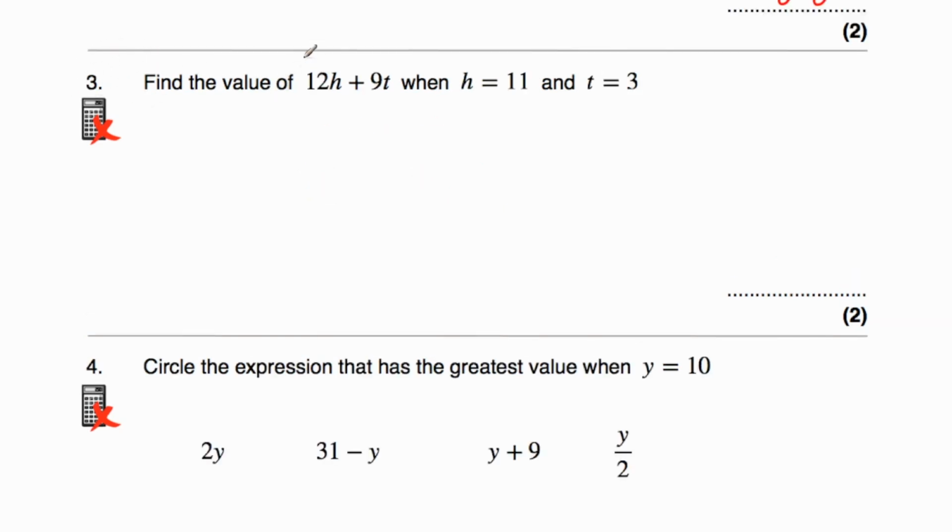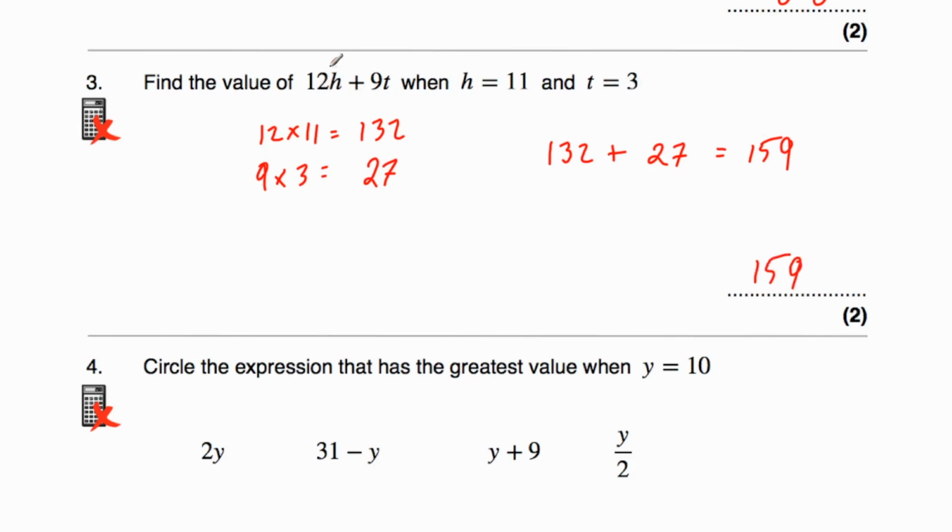Okay, question number 3. We've been asked to find the value of 12h plus 9t when h is equal to 11 and t is equal to 3. So 12h means 12 times h, and h is equal to 11. So we're going to do 12 times 11, which, in our 12 times tables, is 132. So 12h is 132, so we've got 132 plus 9 times t. 9 times 3 is equal to 27. So we're going to do 132 plus 27, which is 159. So the value of 12h plus 9t when h is equal to 11 and t is equal to 3 is 159. And let's just check it. 12 times h is 132, 9 times 3 is equal to 27, add them together, 159.